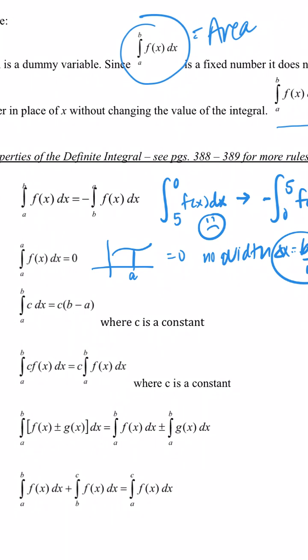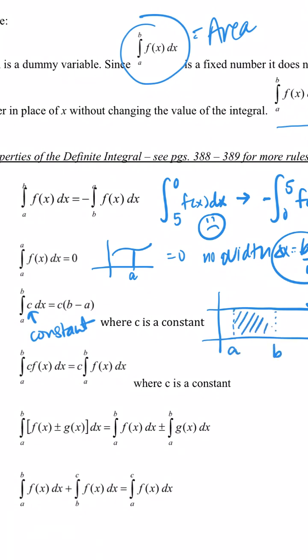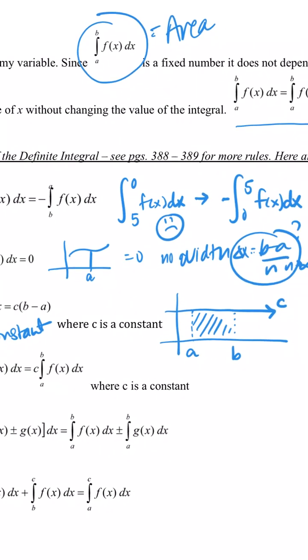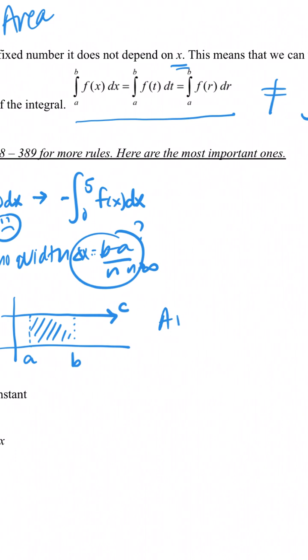Number 3, if I am integrating a constant, then it's just c times b minus a. So if I have a constant, here's my function, and the constant is c, and I'm going from a to b, finding this area under the curve. Well, it's just a rectangle. And so the area of the rectangle is our height times delta x. Well, the height is c, and delta x is b minus a.